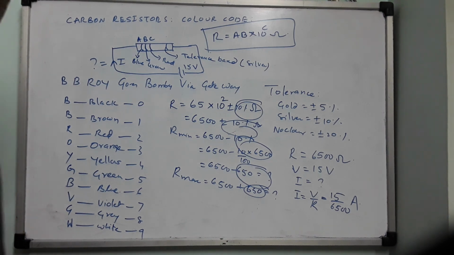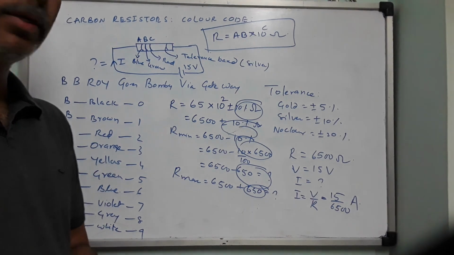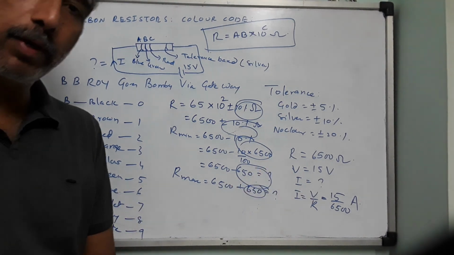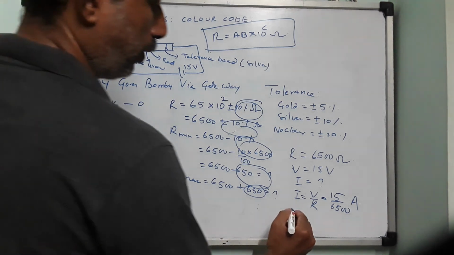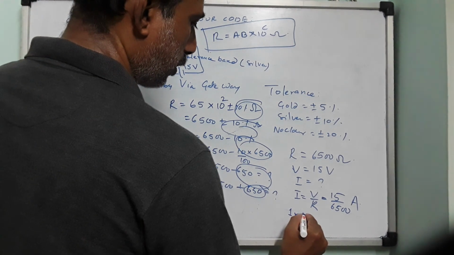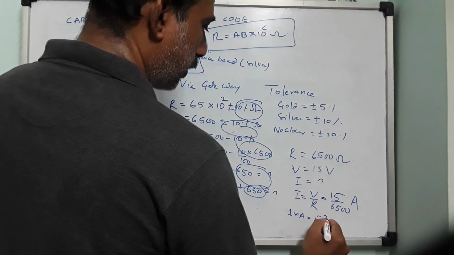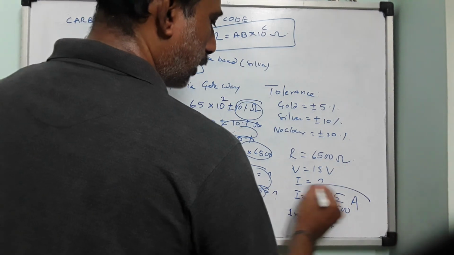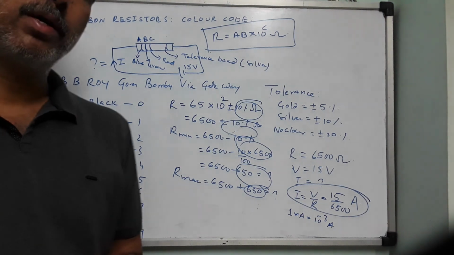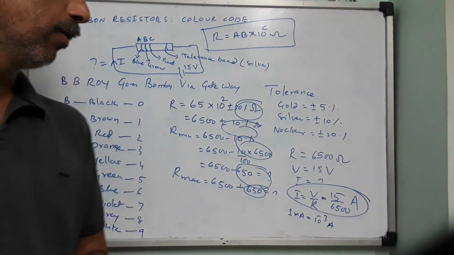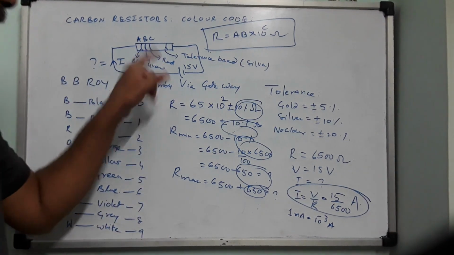Sometimes you will be asked to give the answer in milliamperes. So ampere should be converted into what? Milliamperes. 1 milliampere is how much? 1 milliampere is 10 power minus 3 ampere. Accordingly, the answer can be given either in ampere or milliampere. So important for 2 marks question. Okay. Why 2 marks? Because you have to remember this color code.